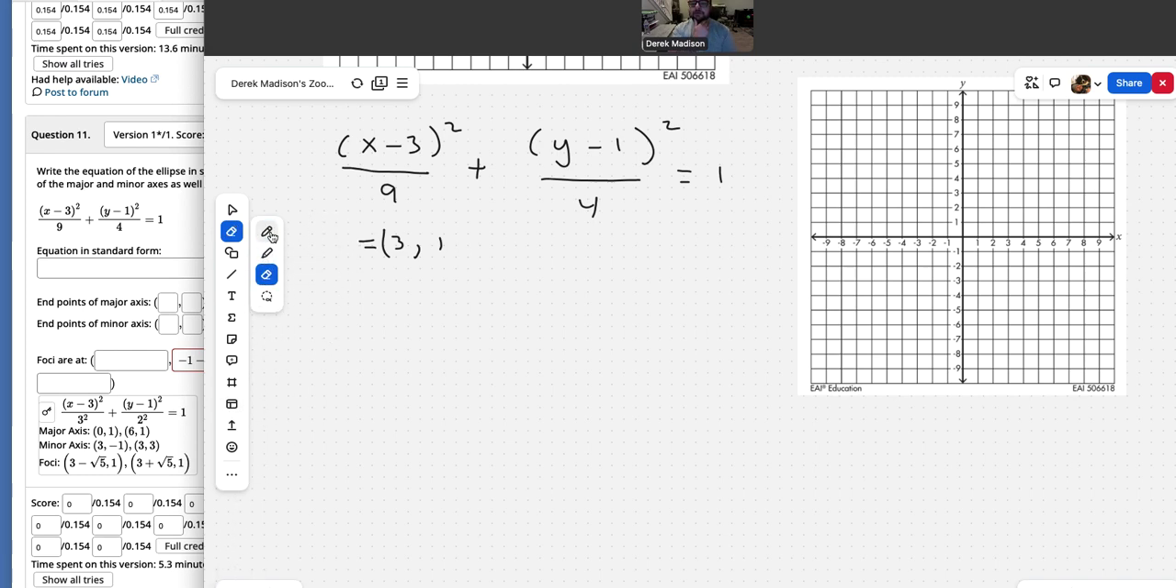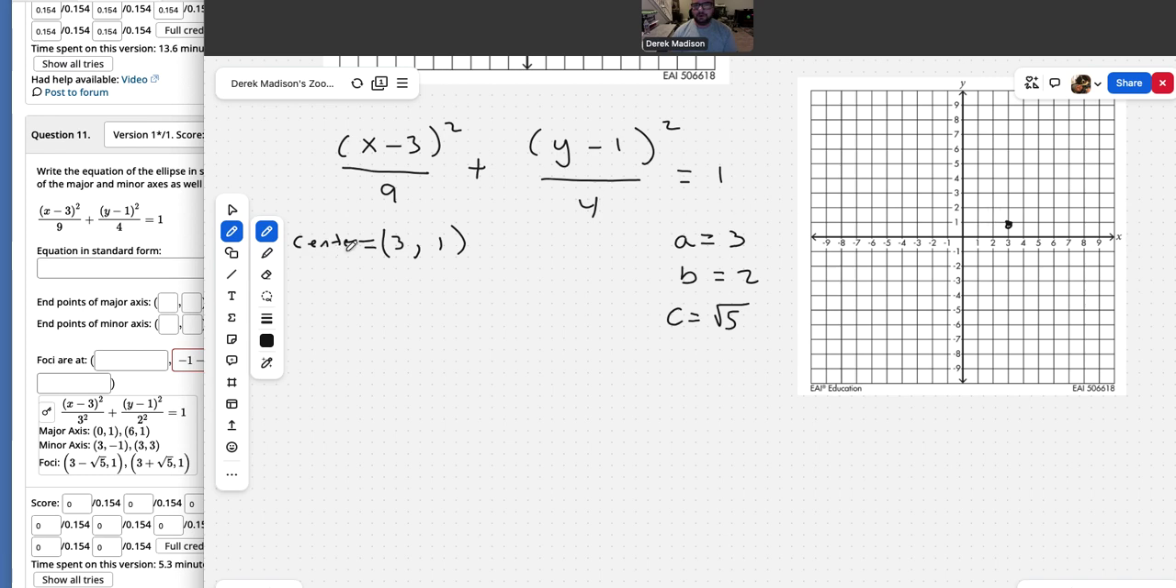So graphing that, we have x is 3 and y is 1. And then we know that A is 3 right there, B is 2 from right there, so again this one's going to go side to side. And it looks like you successfully got C was root 5 by doing 9 minus 4 would be 5, so C squared equals 5, and C would equal root 5.